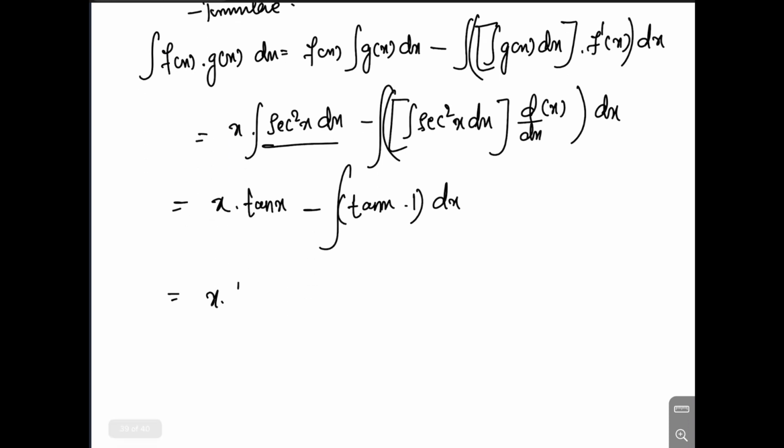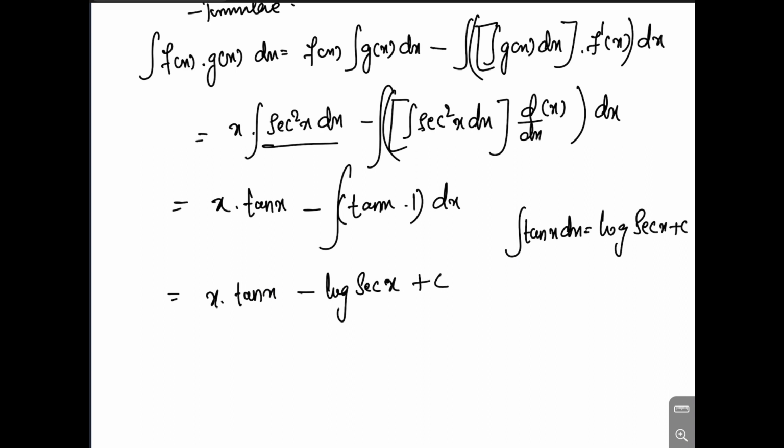So here x into tan x minus integration of tan x dx, which gives log secant x plus c here. So here we can substitute log secant x plus c. So which is our final answer. Next problem. Find the volume of a solid generated by revolving the curve y equals under root of x square plus 1 between x equals 0 and x equals 2 here.